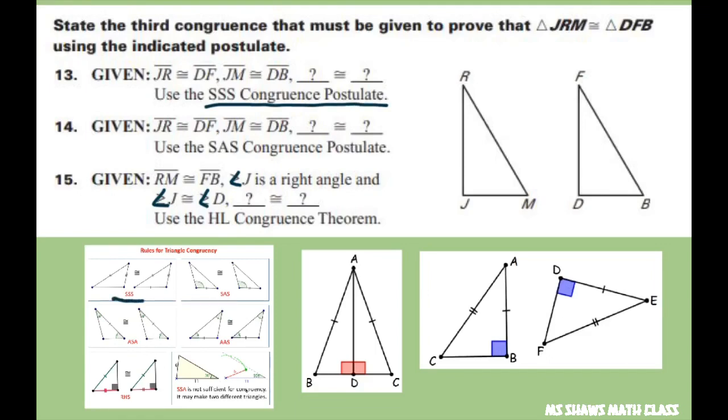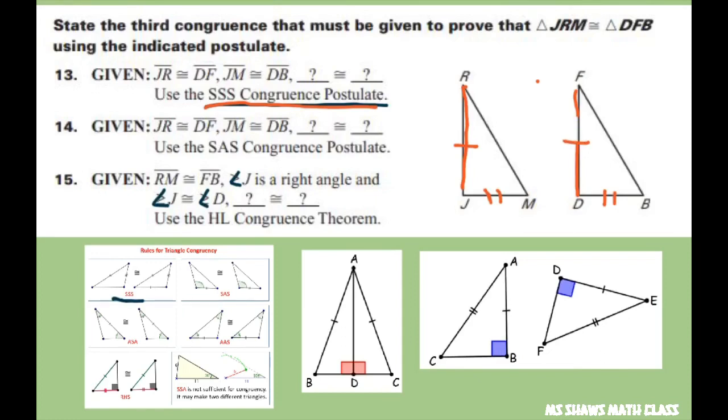sides must be congruent. Now what's given is that JR is congruent to DF. So instead of drawing that, you can just write a little tick mark. And JM is congruent to DB. So for the side-side-side congruence postulate, we must have, whoopsie, let me get that off.